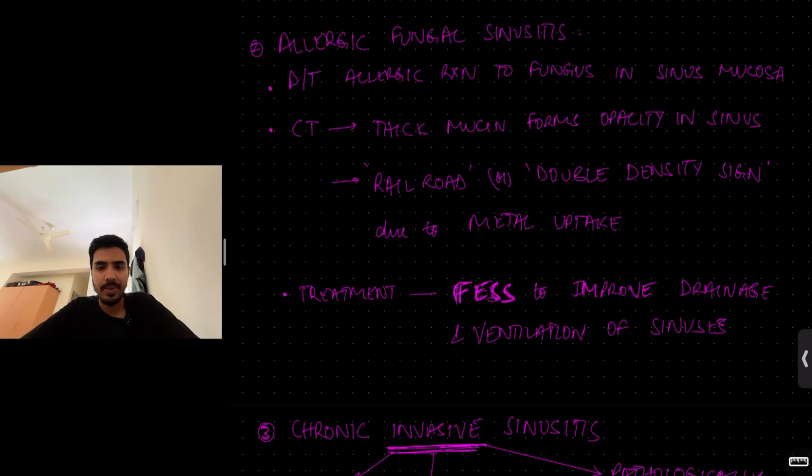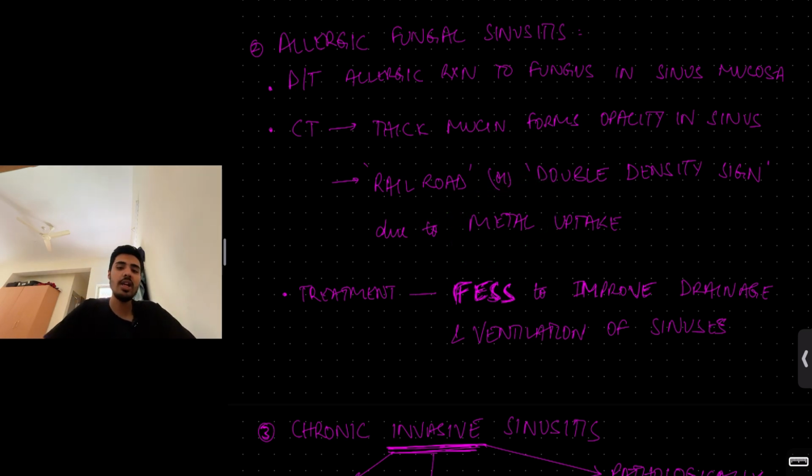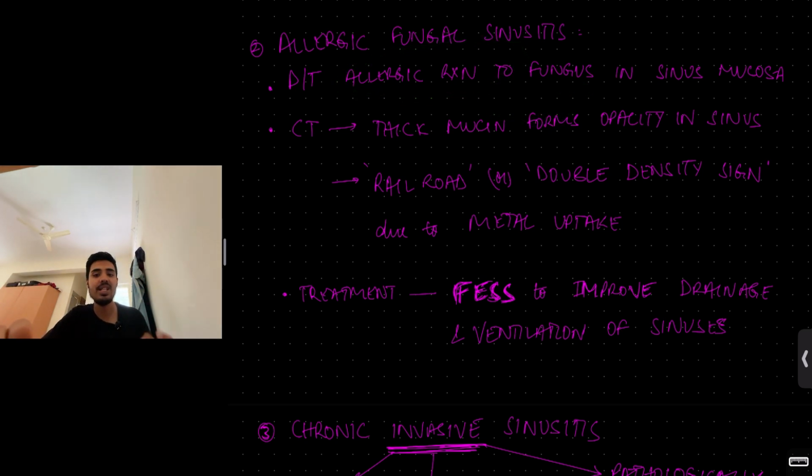Just Google up the double density sign or railroad sign, you'll get a nice picture where within the sinuses you'll have two different dense opacities. Why are the densities different? Because of metal uptake. Treatment here is functional endoscopic sinus surgery, where you'll improve the drainage and the ventilation of the sinuses. More than antifungal therapy here, it is not the fungal infection that's causing the problem, it is the allergic reaction to the fungus. So FESS, to improve the drainage and ventilation of the sinuses, to get rid of all that thick mucus secretion, FESS is the most important thing.